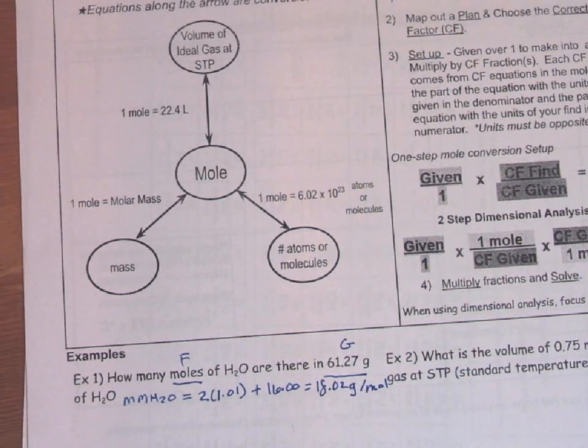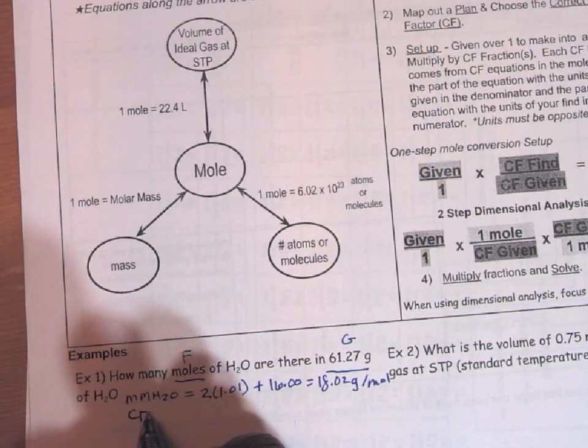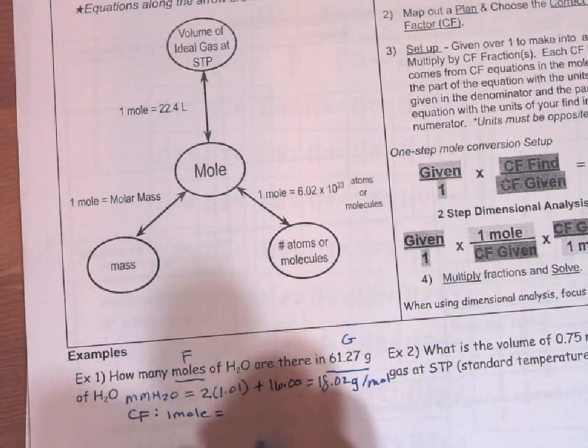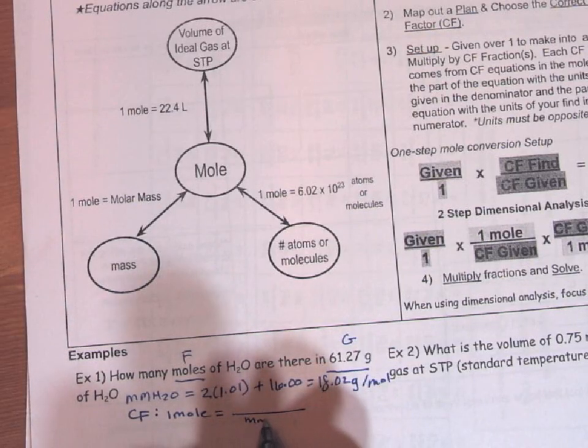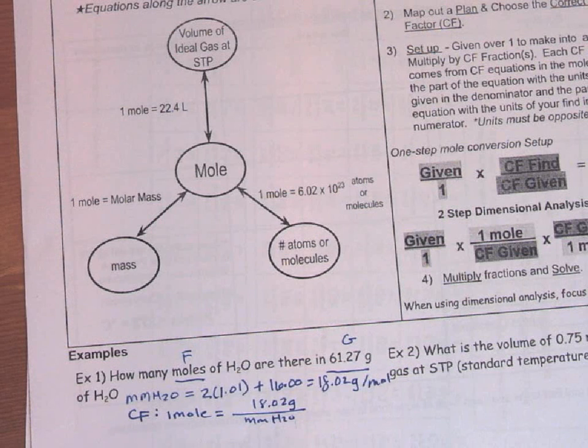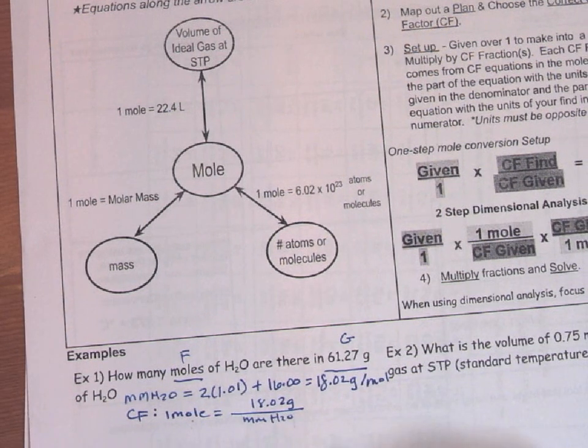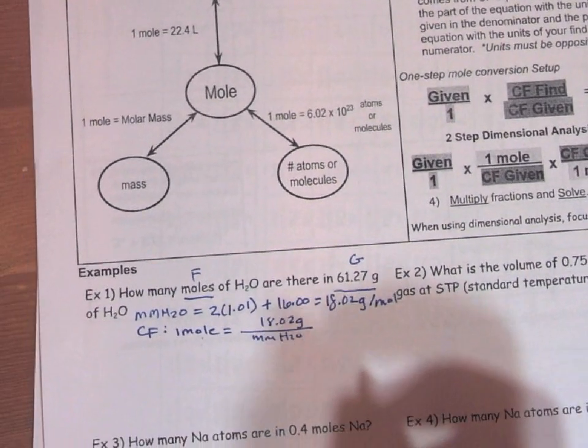All right, so now I can set this up as my conversion factor. My conversion factor is going to be 1 mole equal to the molar mass of water, which is 18.02, and now we change the units to grams because we're saying 1 mole of water is equivalent to 18.02 grams. All right, so I've done the first 2 steps. Now I'm ready for my setup.